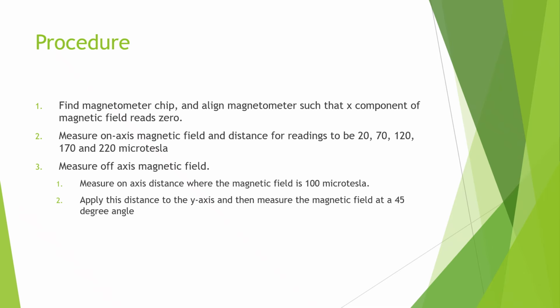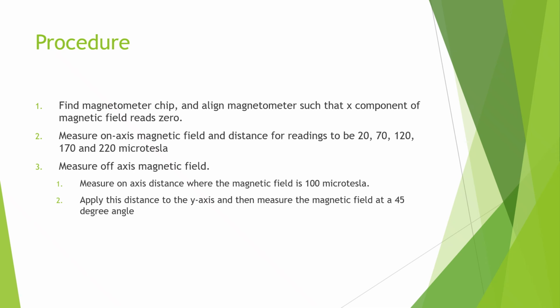For the procedure, we found the magnetometer chip on the phone and aligned the magnetometer with the Earth's magnetic field such that the component of the magnetic field reads 0. We then measured the on-axis distance for the magnetic field readings to be 20, 70, 120, 170, and 220 microtesla. We then measured the off-axis magnetic field.